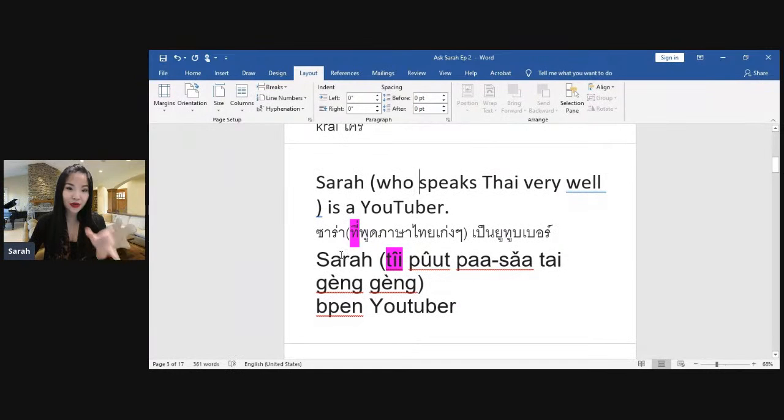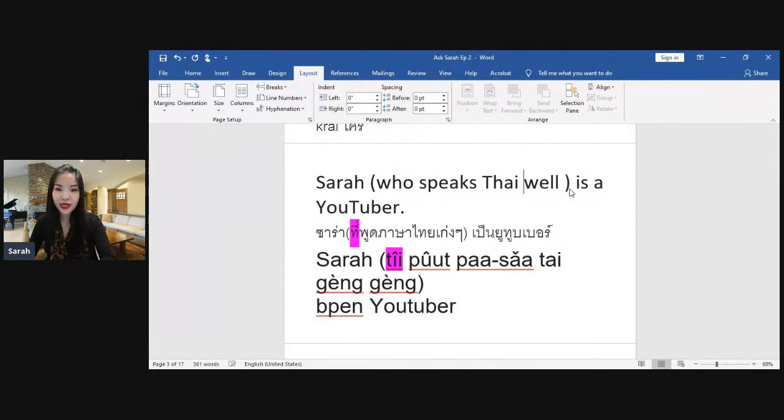Okay, so in Thai the structure is the same. Sarah who, ที่ is who, okay, who speaks and then we say ภาษาไทย. In Thai we need the word ภาษา, okay, ภาษา is language, ภาษาไทย Thai language. You can put just Thai in this case, it's fine. But when we talk about language in general, we usually add the word ภาษา, okay, ภาษา with a rising tone, ภาษาไทย. เก่ง, okay, very well. เก่ง is well. เก่ง just emphasizes that it's quite well.